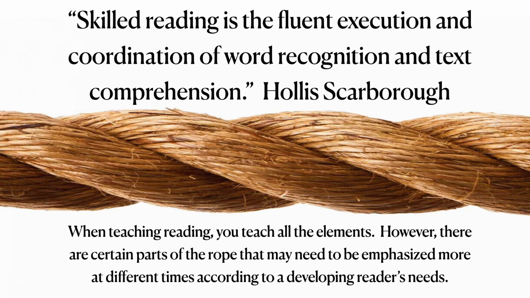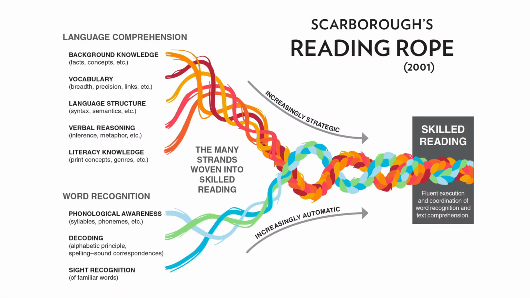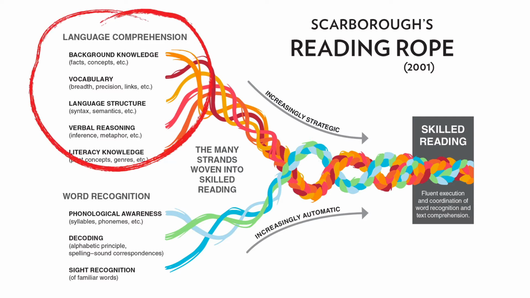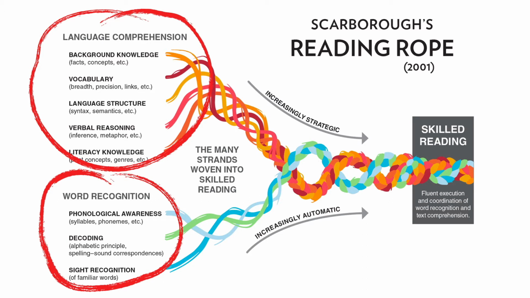Okay, so let's look more closely at her note and about this emphasizing part. First, this is her rope. She puts the elements of reading instruction into two big categories. The first you have is your language comprehension category. That's your vocabulary, your background knowledge, semantics, syntactics, verbal reasoning, and literature knowledge. Then her other part, she says that it's working at the same time, is your word recognition part. Now, this part, look, it looks familiar, doesn't it? That's the Phonics Core part.